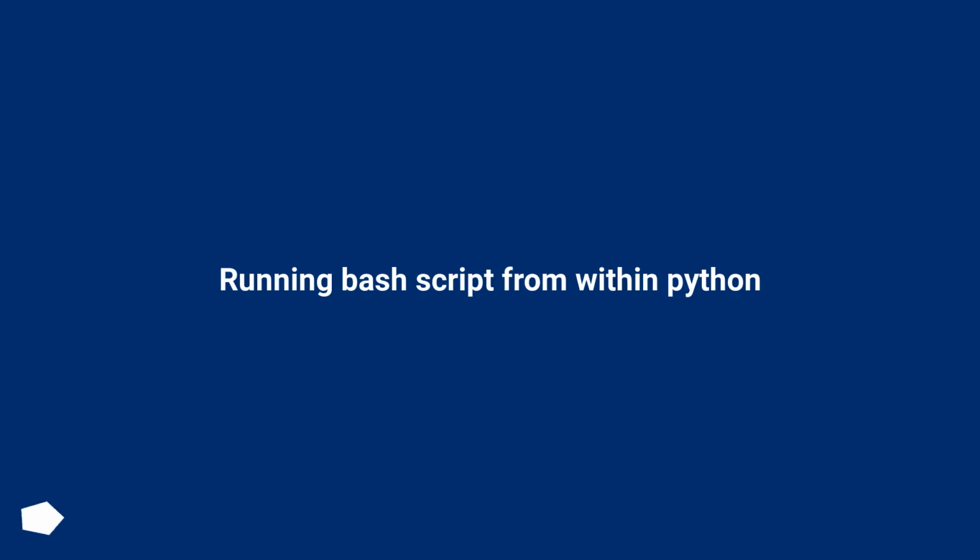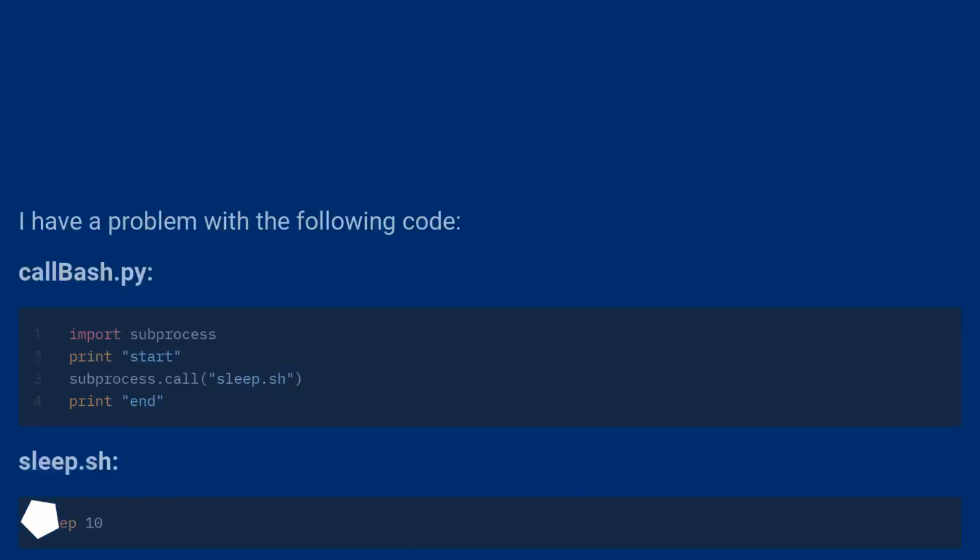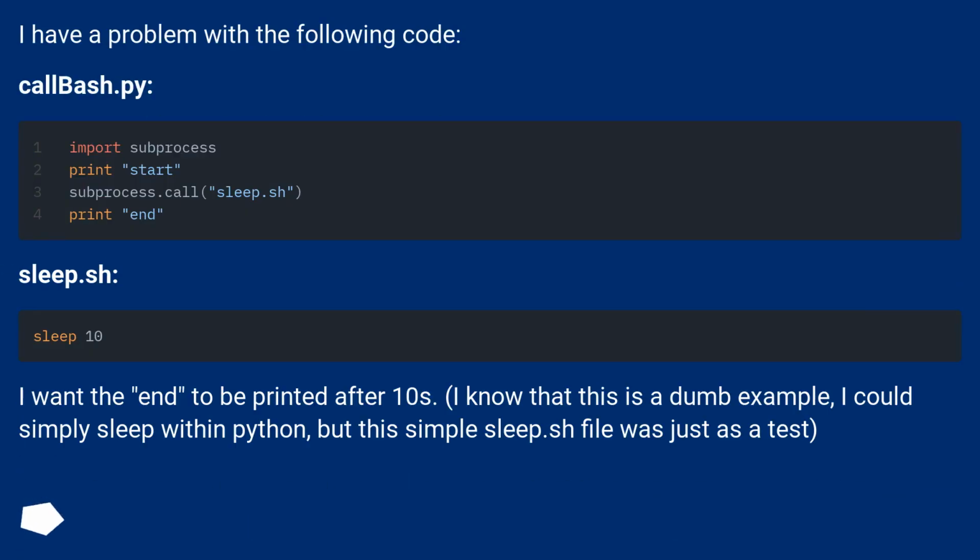Running bash script from within Python. I have a problem with the following code. Call bash.py. Sleep.sh. I want the n to be printed after tens. I know that this is a dumb example. I could simply sleep within Python, but this simple sleep.sh file was just a test.